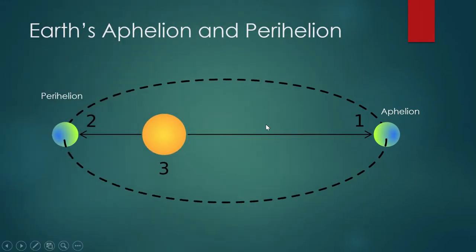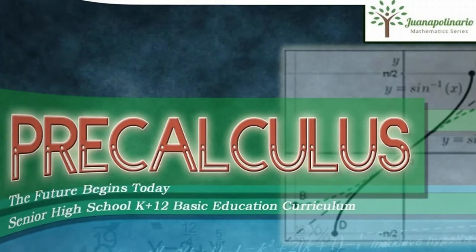Earth's aphelion and perihelion. What is aphelion? What is perihelion? Perihelion is the point in Earth's orbit when it is nearest to the Sun. Aphelion is the point around Earth's orbit when it is furthest from the Sun. So what is the distance of our planet from the Sun when it is at perihelion? What is the distance of our planet from the Sun when it is at aphelion? Those are the questions that we will answer in this video.